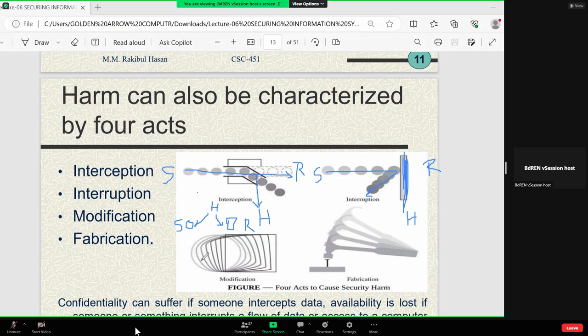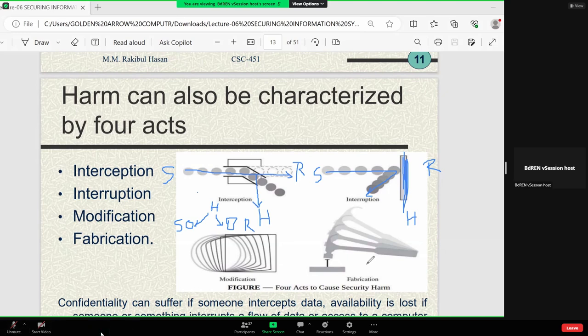So these four concepts are clear to you? Yes, sir. But what is the difference between modification and fabrication actually? In modification, the hacker usually traps the signal of the sender, modifies it with his own choice, and then forwards it to the receiver. In this case, he is modifying the whole thing. In fabrication, he is not modifying anything. Modifying means changing. In fabrication, he is not changing anything. He just adds his content to the existing one. Am I clear to you? Yes, sir. All right. That is it.